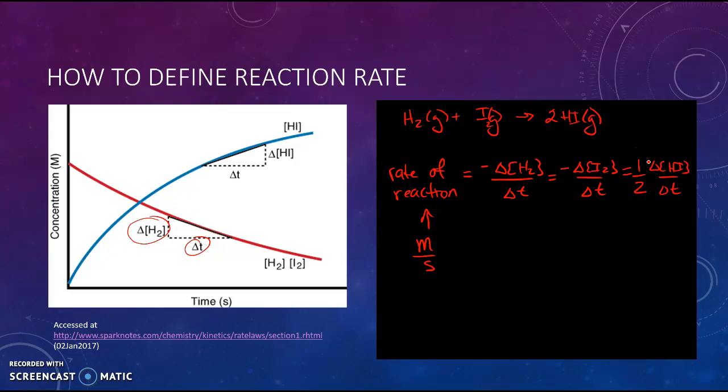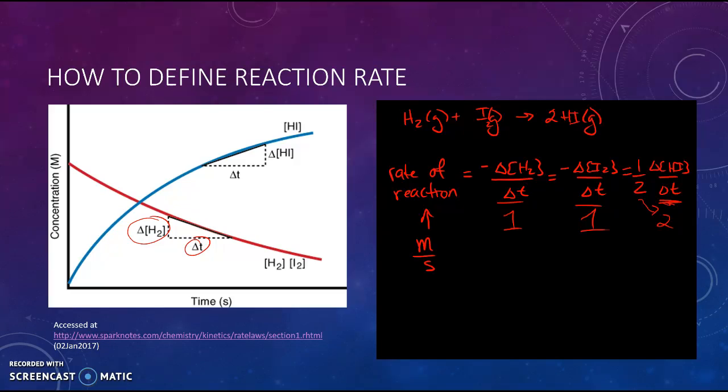A quick way to remember this is to take these stoichiometric coefficients. There's a 1, there's a 1, there's a 2. So you just divide these rates by the stoichiometric coefficient. This would be divided by 1, this will be divided by 1, and then the 2 goes down here, it's divided by 2, and that helps keep it all straight. But this is how we define reaction rates.